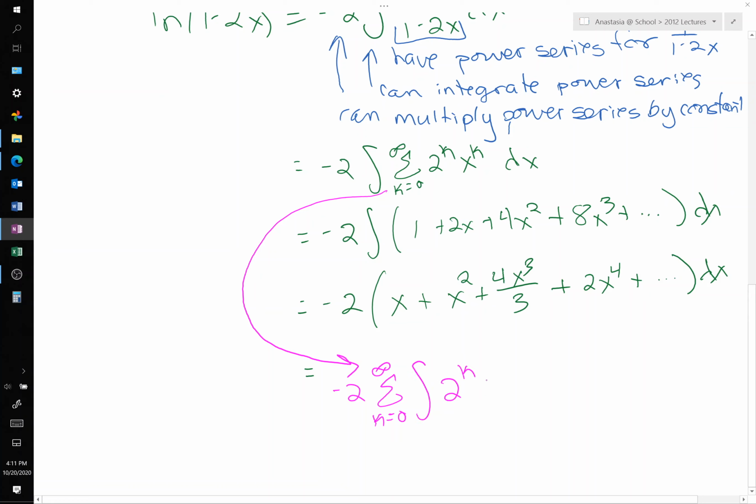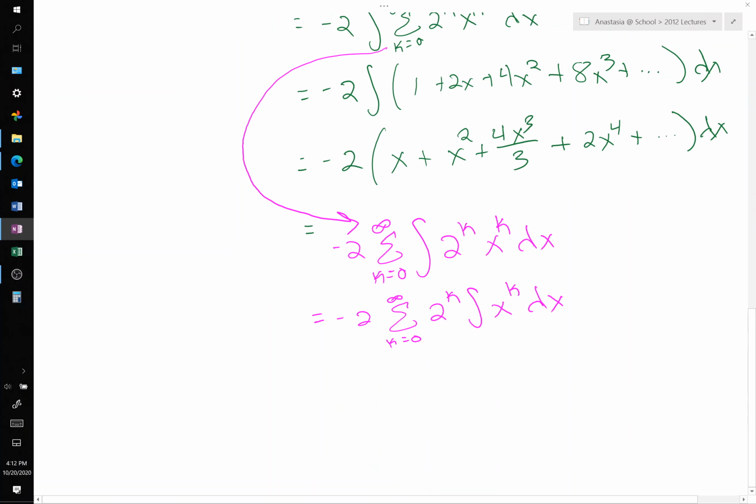So we integrate 2 to the k, x to the k dx. But 2 to the k is a constant because we're integrating with respect to x, which means that this is equal to negative 2 times the sum from k equals 0 to infinity of 2 to the k times the integral of x to the k dx. Now we have x raised to a constant, which means that when we integrate, we're going to add 1 to the power and divide by the new power. We still have our 2 to the k out here. We have our sum from k equals 0 to infinity, and we have a negative 2 there.